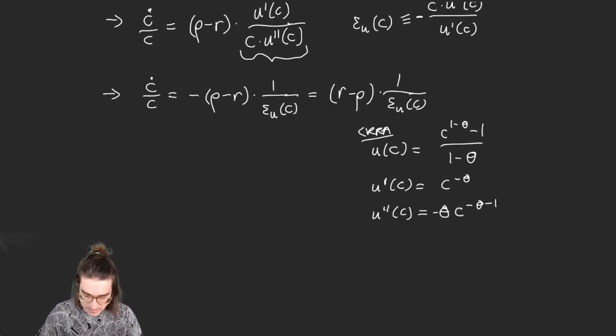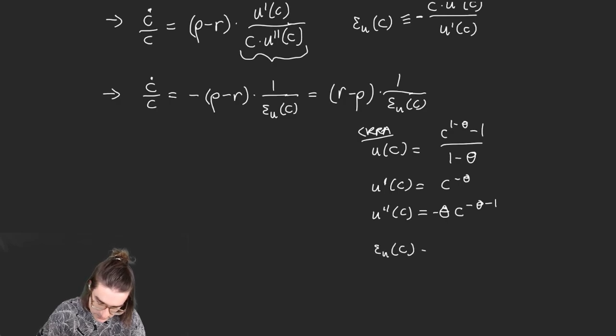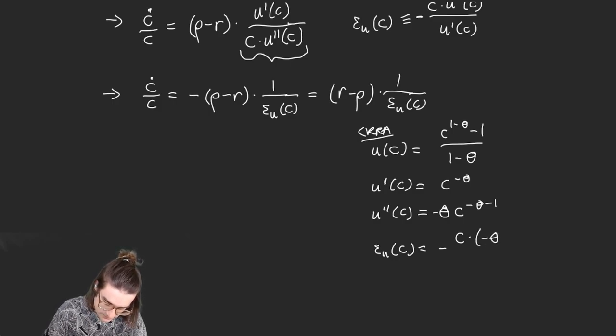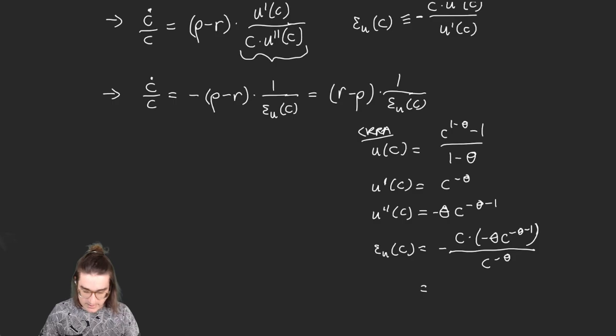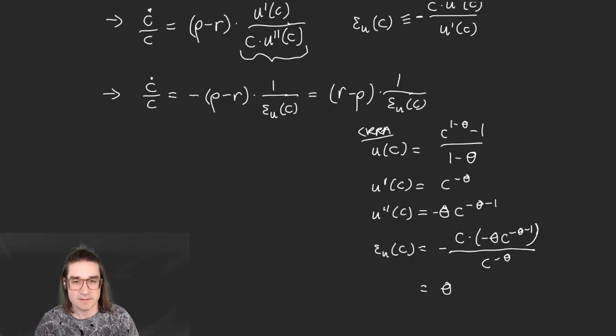Okay, and that means if you evaluate that epsilon, you have C, that's minus C times minus theta, C to the minus theta minus one, all parenthesized, over U prime, which is C to the minus theta. Okay, so that's a lot of stuff there, but the negatives cancel, all of the C's cancel, and it just ends up being theta. Okay, so everything cancels except theta, basically. All right. I mean, it's not immediately obvious, but yeah, they all cancel.